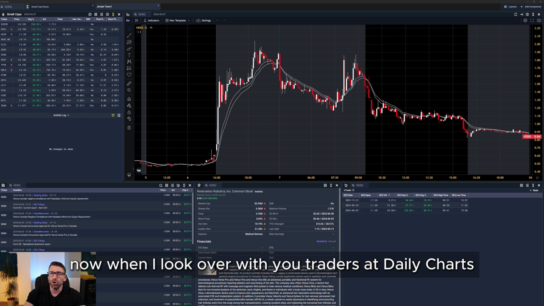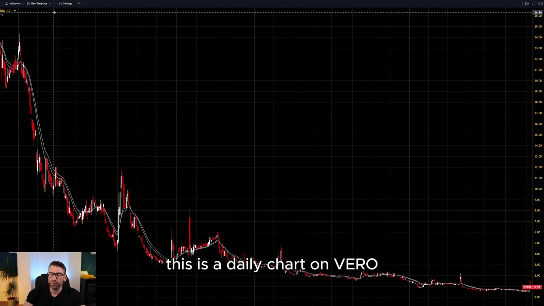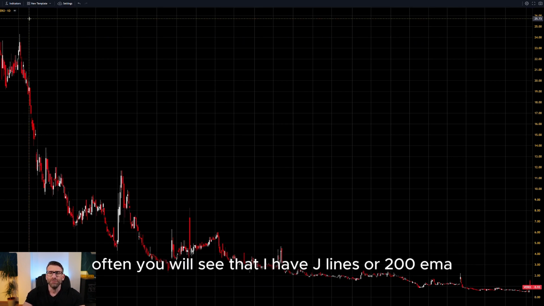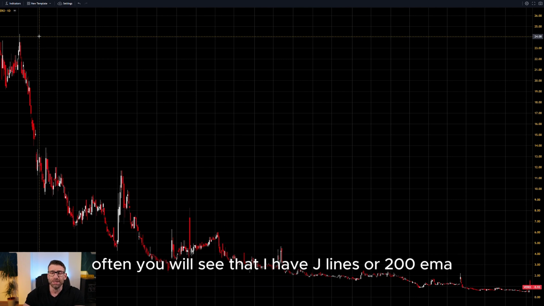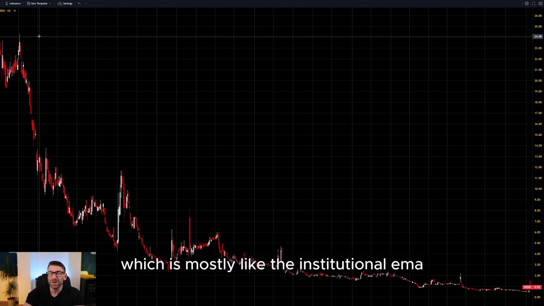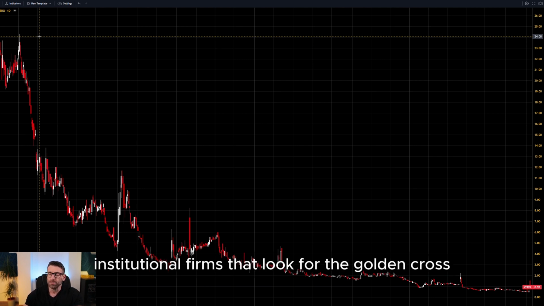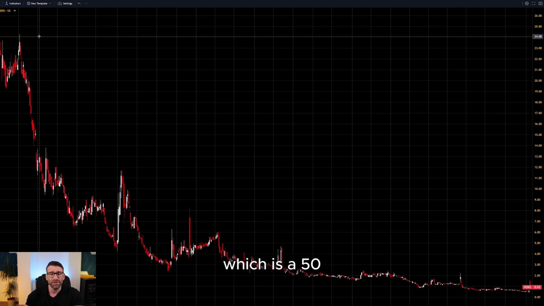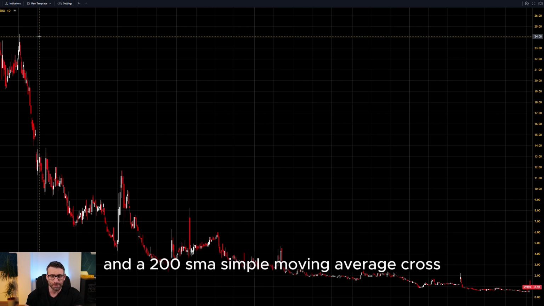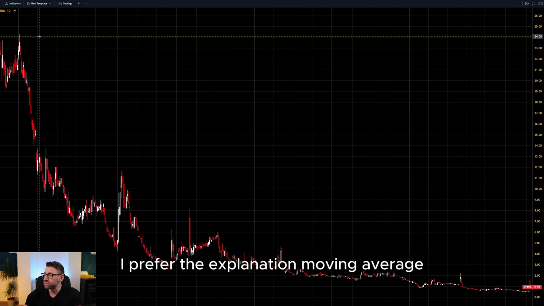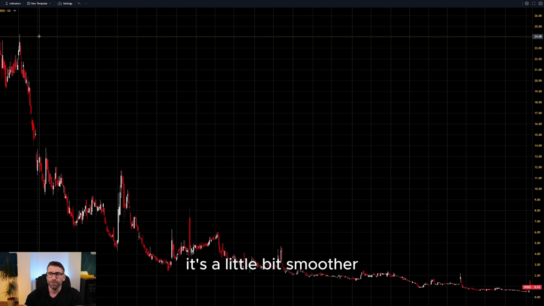Now I want to look over with you traders at daily charts. This is a daily chart on Vero. We don't really need any indicator. Often you will see that I have J-lines or 200 EMA, which is mostly like the institutional EMA. Remember always that big hands, institutional firms, look for the golden cross, which is a 50 and a 200 SMA, simple moving average cross. I prefer the exponential moving average. It's a little bit smoother.